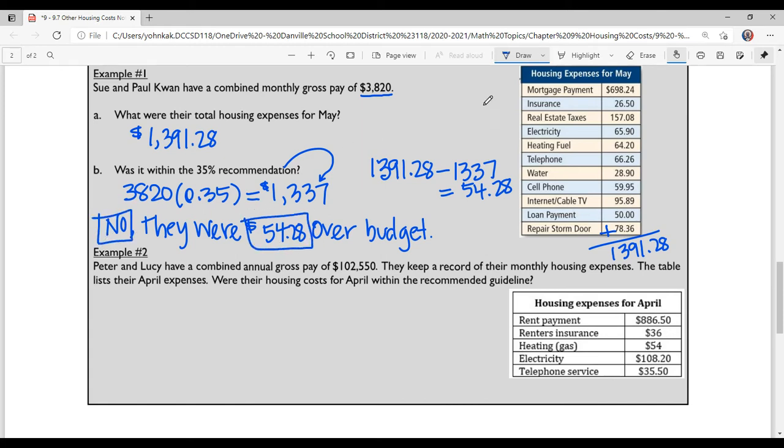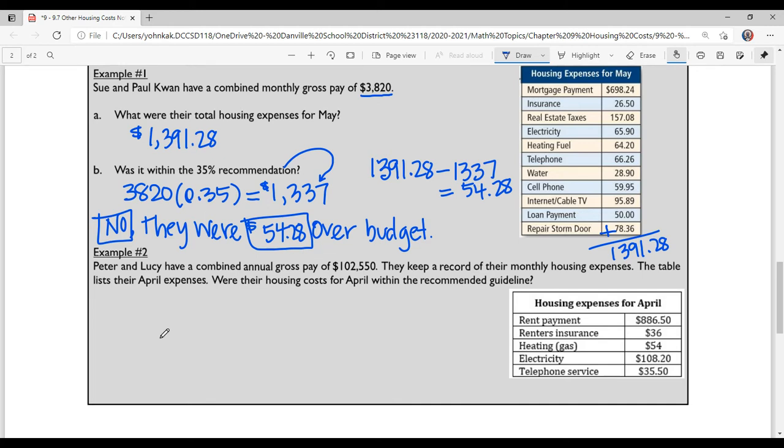So when you see that, you might look at your bills and say, okay, well, if I didn't have to repair the storm door, then I would be under budget. Or maybe I should take shorter showers. Or maybe I drop cable TV or something like that. And that could bring your monthly payments down.